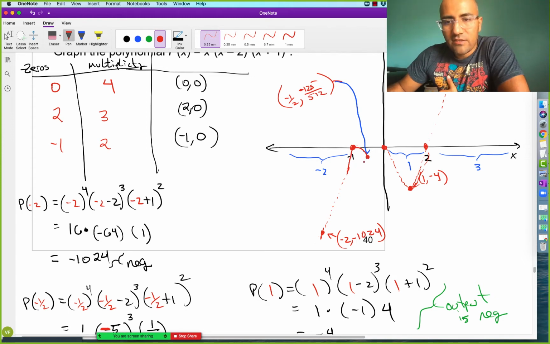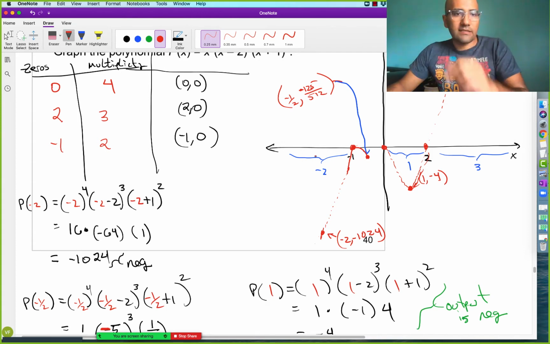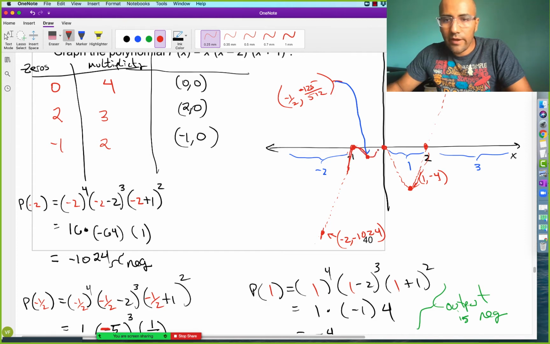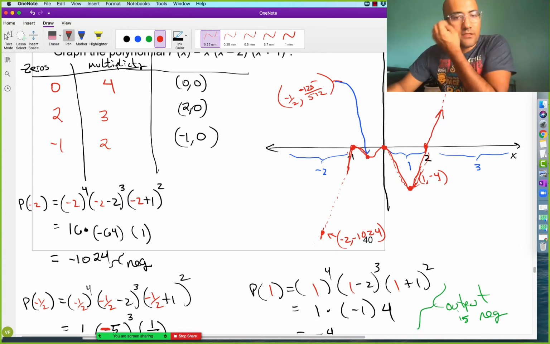So now it matches that a little bit better. And then at 0, we also have an even multiplicity. So it's going to come up and touch it and go back the way it came. And then it goes this way, touches that thing, and goes up. And 2 is the only one that has an odd multiplicity, so it punches through and gets to the other side to go that way. And now it matches it. Any questions?